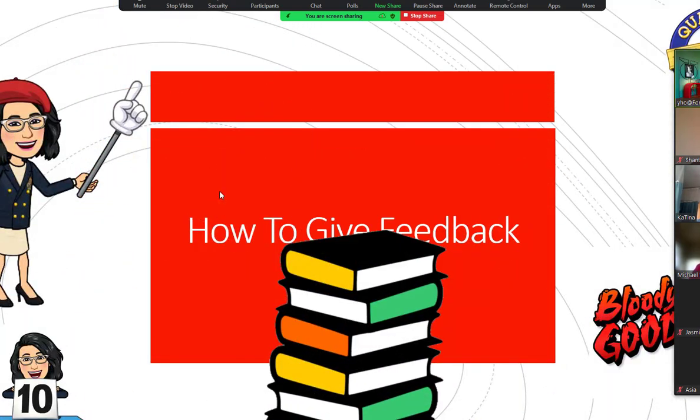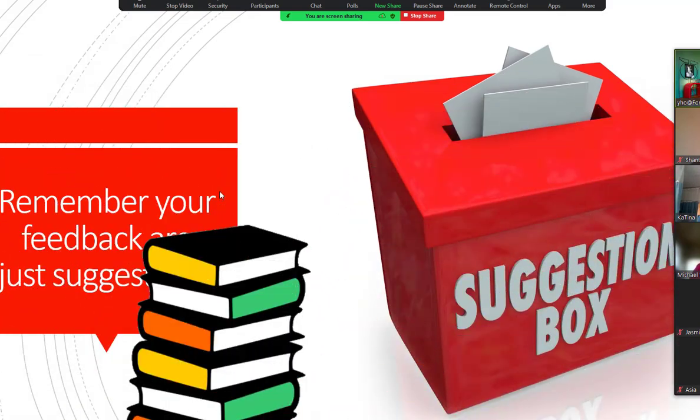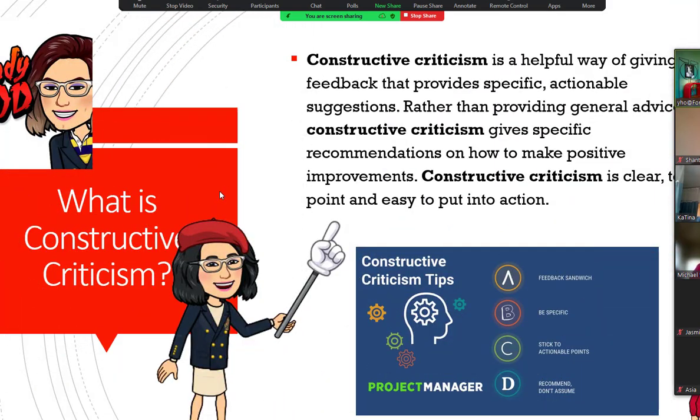And then how to receive and how to give feedback. So remember that your feedback are just suggestions. And so we are going to give constructive criticism. Constructive criticism is a helpful way of giving feedback that provides specific, actionable suggestions. Rather than providing general advice, constructive criticism gives specific recommendations on how to make positive improvements. Constructive criticism is clear, to the point, and easy to put into action.